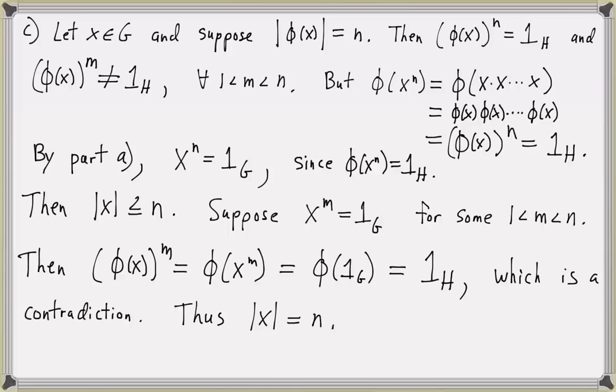So part C is an interesting statement. It says that the order of x in G must be the same as the order of its image, phi of x, in H, if G and H are isomorphic.